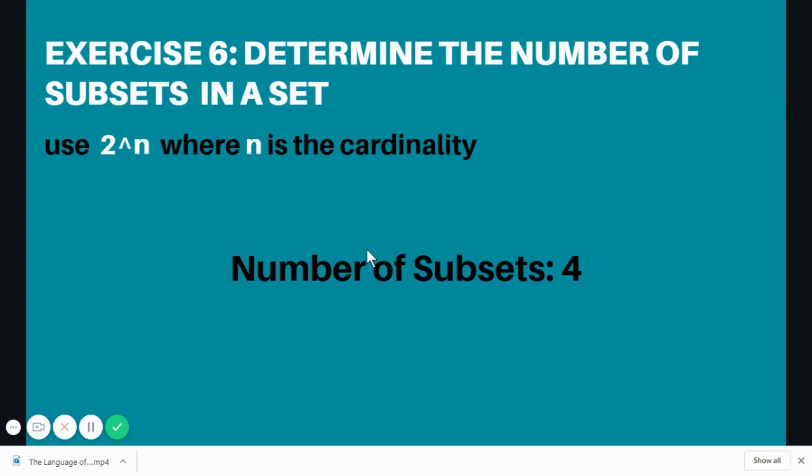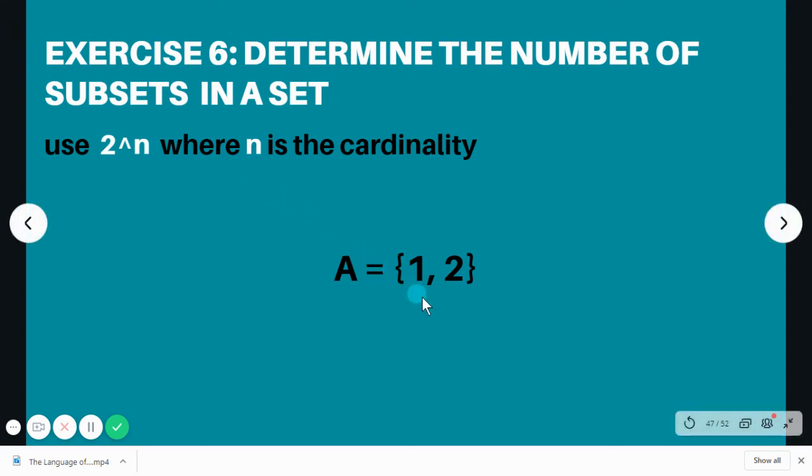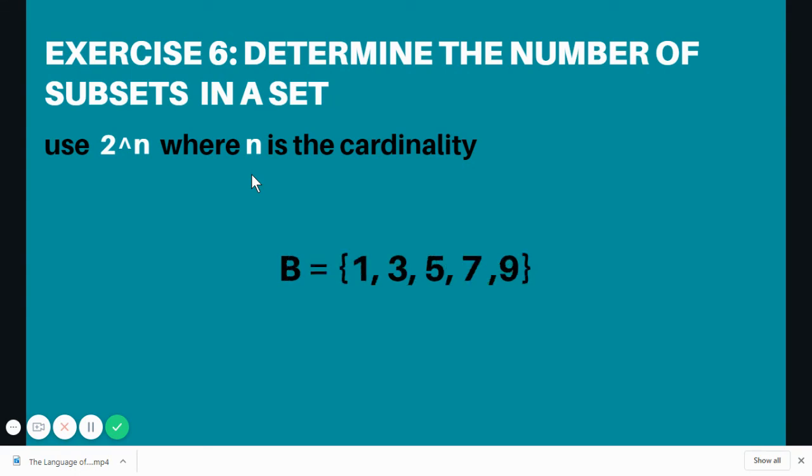Bakit 4? Dahil ilan ba yung elements ng set? Okay, ang elements ng set ay 2, so our n is 2. So 2 raised to 2, pag pinag-times mo yung dalawang 2, 2 times 2, the answer is 4. Next, B is equal to {1, 3, 5, 7, 9}. I'll be giving you 5 seconds to answer this one.